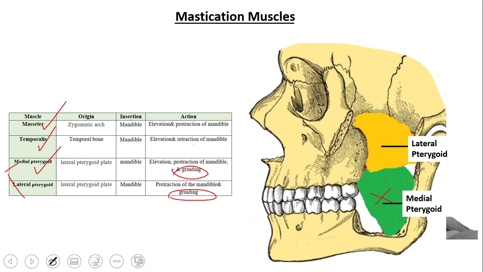Three muscles for elevation: masseter, temporalis, and medial pterygoid. Which one is the prime mover of jaw closure? It is the masseter muscle.